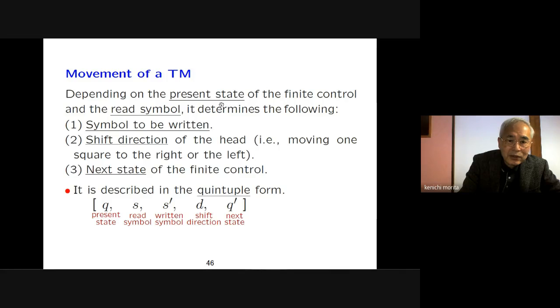Depending on the present state of the finite control and the read symbol, a Turing machine determines the following: the symbol to be written, the shift direction of the head, and the next state. I again say, from the present state and the read symbol, the written symbol, shift direction and the next state are determined. This is described in such a quintuple form.